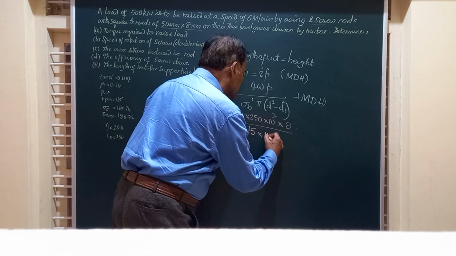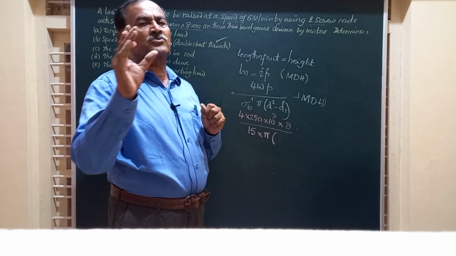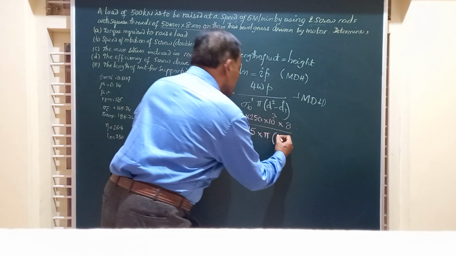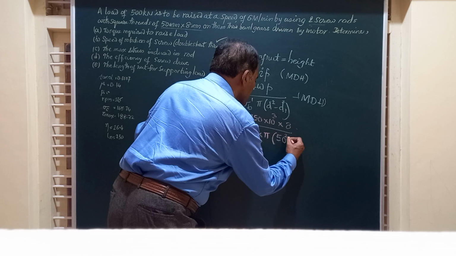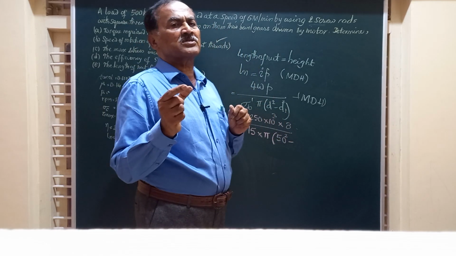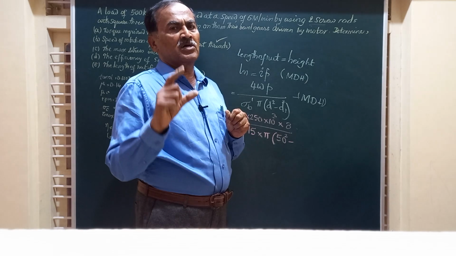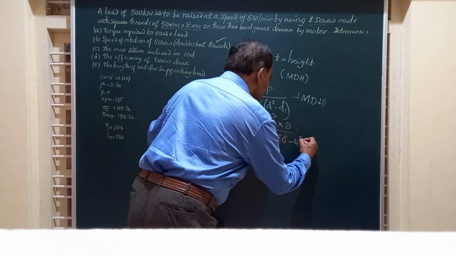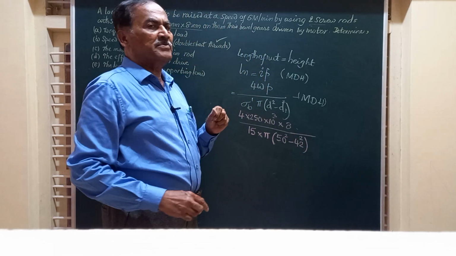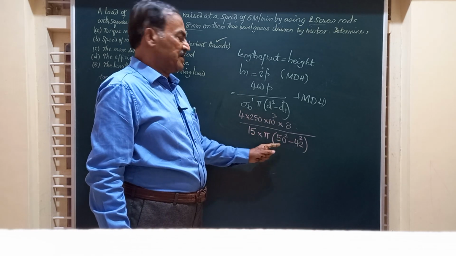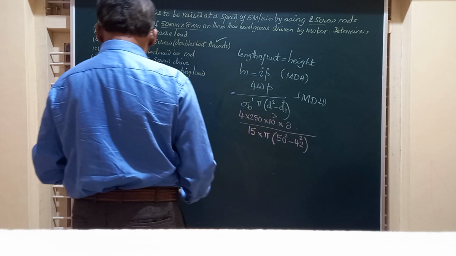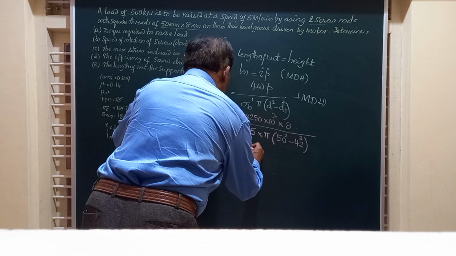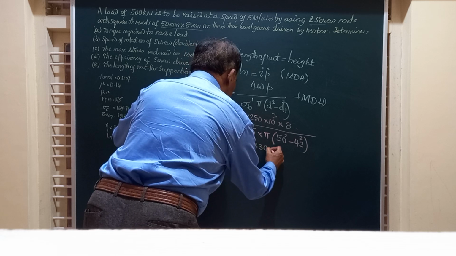Pi is known to us, d square minus d1 square. D square means the outside diameter of the thread or the nominal diameter which is given in the question as 50, that is square, minus d1 square. d1 square is the diameter of the core of the screw rod, that is 42 mm, obtained by subtracting 8 millimeter, that is pitch, from the basic dia, the nominal dia. Friends, if you substitute this, you will get an answer of 330 millimeter. So Ln is equal to 330 millimeter.